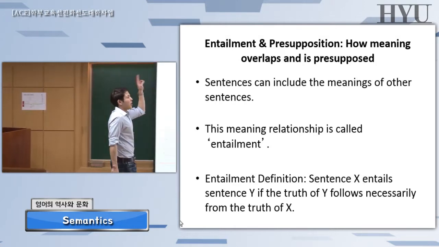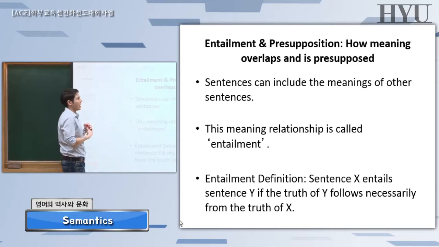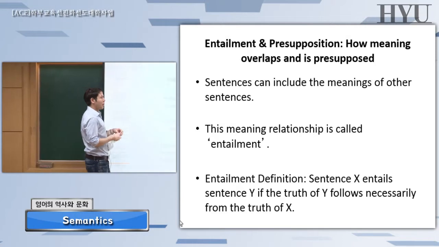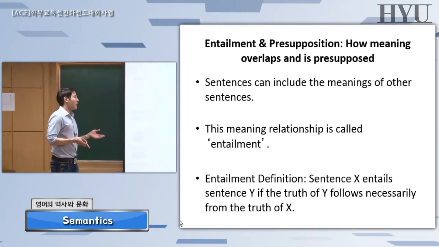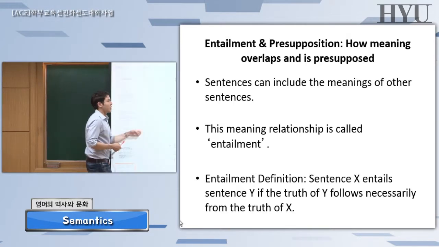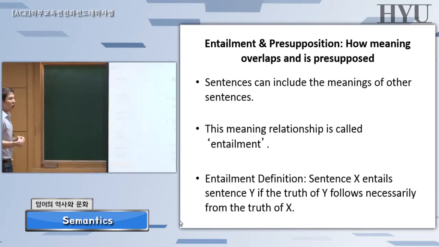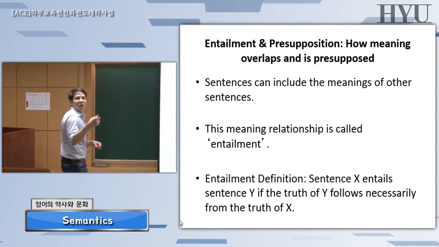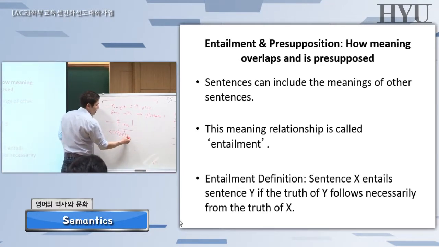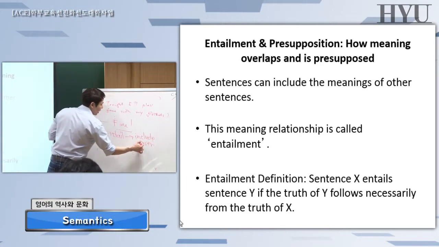Now, there are two things that we'll be looking at today. Number 1, entailment and presupposition, how meaning overlaps and is presupposed. Sentences can include the meanings of other sentences. We know that to be true. Sentences can include the meanings of other sentences, hence overlapping. The meaning relationship is called entailment. You know the verb entail, to entail. To entail means to include, to cover, like that.